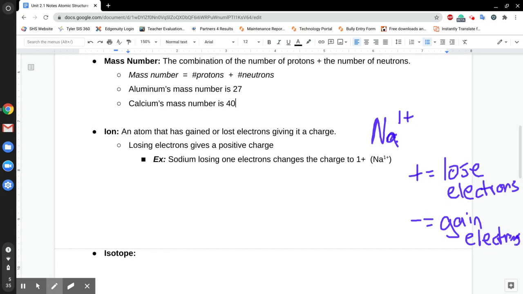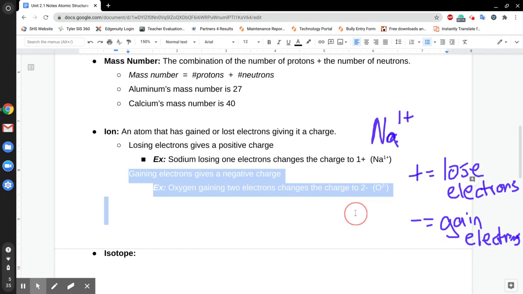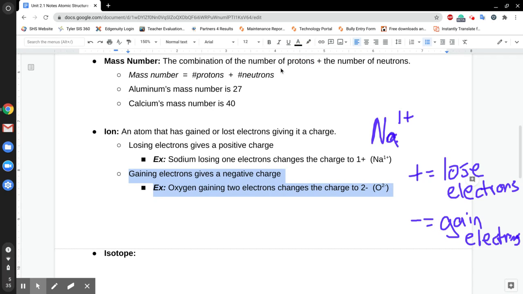And that's what the next point is going to detail. So here's a good example. Gaining electrons gives a negative charge, because again, electrons are negatively charged. So if you gain them, you're going to have a more negatively charged thing, in this case, an atom. So if oxygen were to gain 2 electrons, this is how we write it. So we would write O, because that is oxygen's chemical symbol.